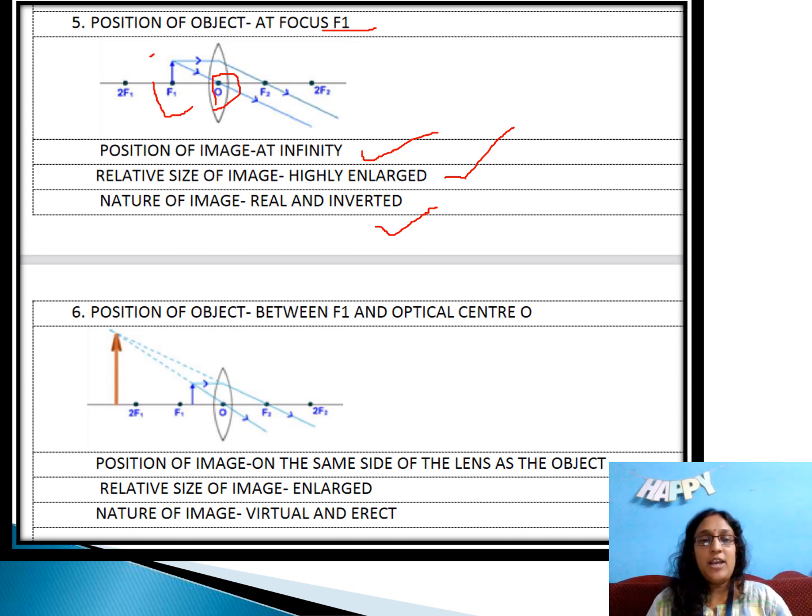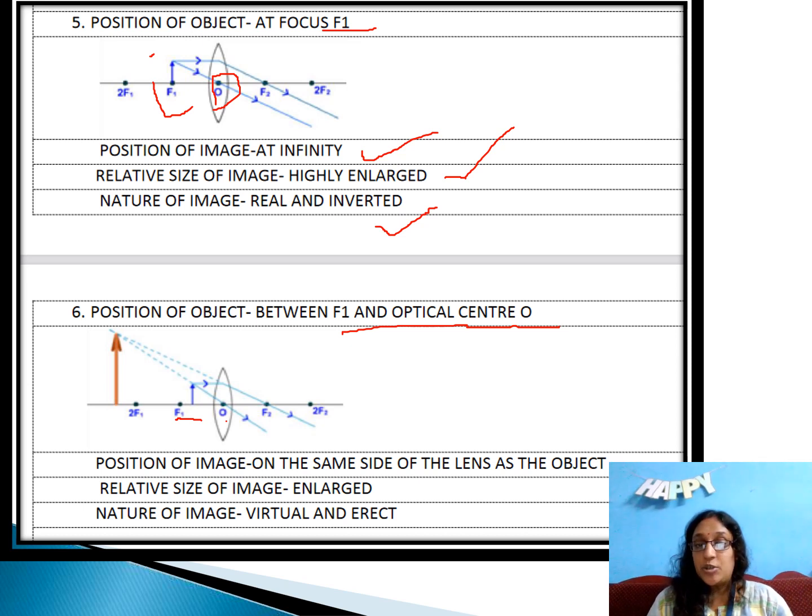What will be your sixth position is that the object is placed between F1 and the optical center. See, this is your optical center and this will be your focus F1. Your object is placed between your optical center and focus F1. So what is happening? A ray parallel to your principal axis passes through your focus, and a ray passing through the optical center goes on its original path without any deviation.